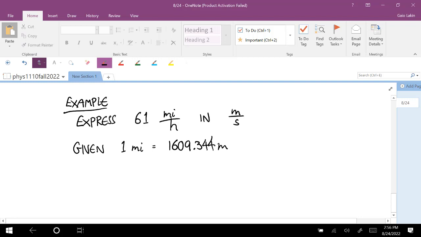In Minnesota, at least, and in most high schools in the US, they call it the mile a lot of times, but it's 1,600 meters. So it's 9.344 meters short of a mile.